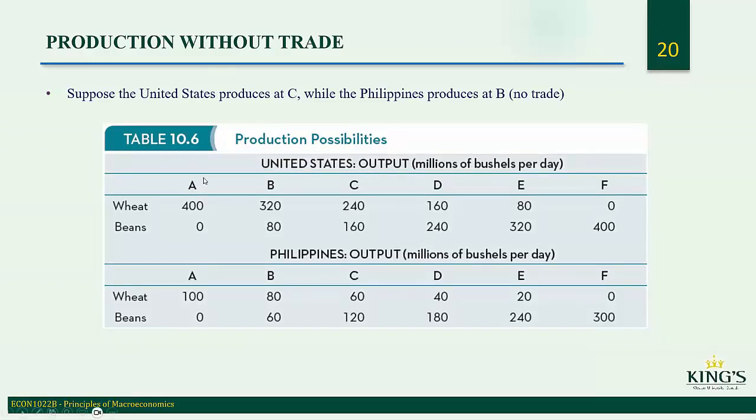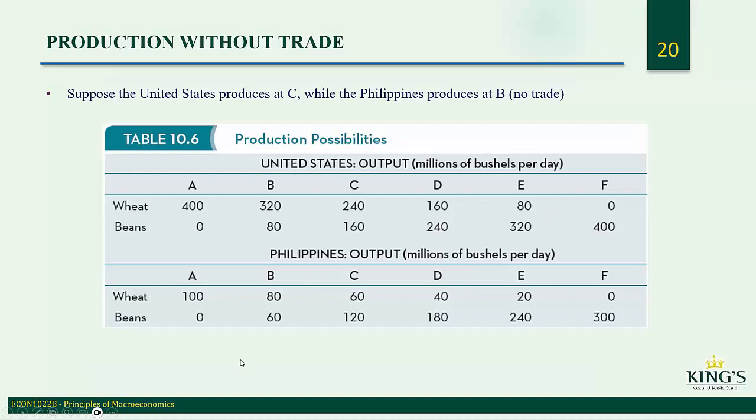So again, if you look at this, you'll see the exact same pattern as before, but here we're not just given the extremes. Here we're given that if the United States were to put all of its resources towards wheat production, they'd be able to make 400 million bushels per day. And if they put all of their effort into beans, they'd be able to make 400 million per day. And then there's the intermediate case.